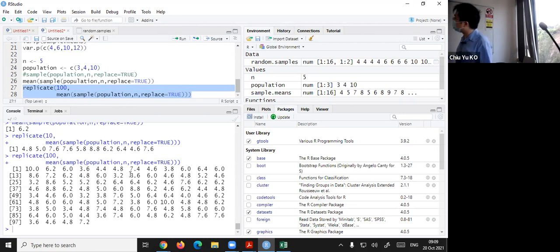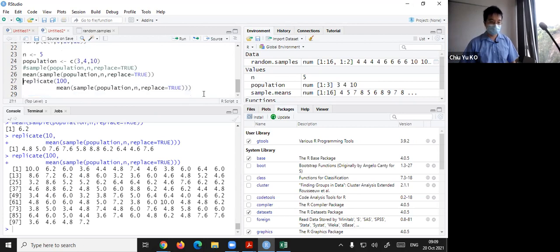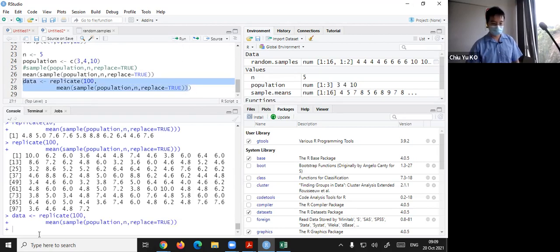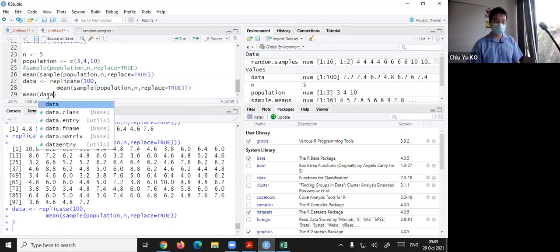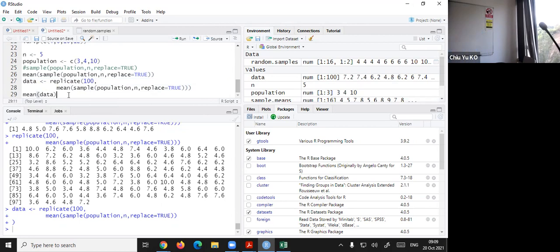What we want to do is, there are two things you can do here. The first thing is to save it to my data. This is the sample. Maybe I call it data. This is a set of the sample means. The data look like this, a bunch of sample means. So the first thing I want to do is calculate the mean of the data, the mean of these different sample means.